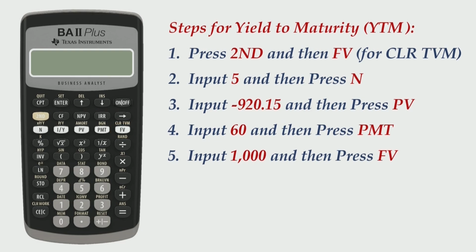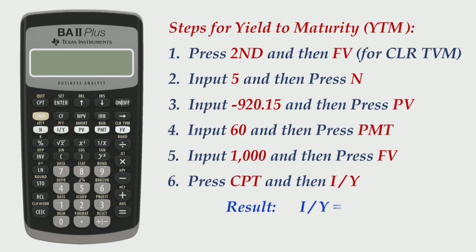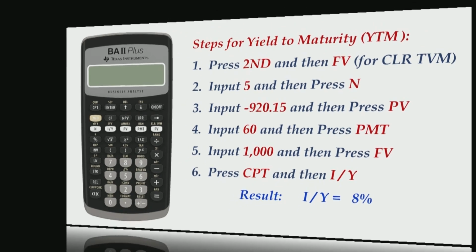Thereafter, press CPT and then press I by Y, because here the discounting rate is what you want to compute. So press CPT and then press I by Y. You will get the result as I by Y equals 8%. That is your YTM.